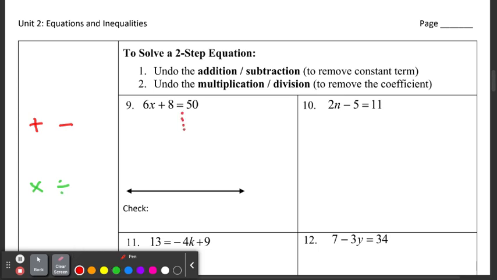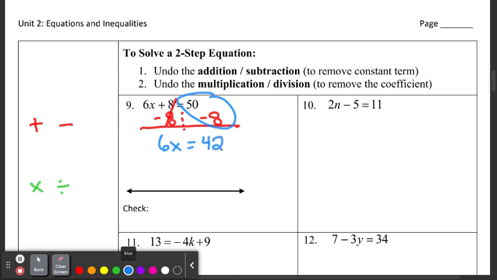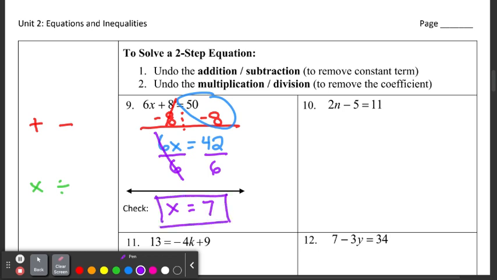Here's our equal sign. So it's 6 times x plus 8 equals 50. I'm going to subtract 8 on both sides. And now bring down everything that I've got left over. So I have a 6 times x, and 50 minus 8 is 42. So to get x by itself, 6 times x, the opposite is divide. The 6's cancel out. So x equals 42 divided by 6 is 7. And that's our answer.